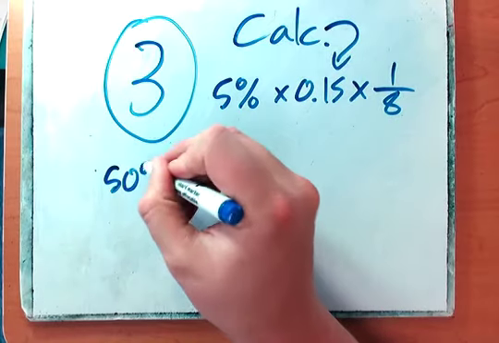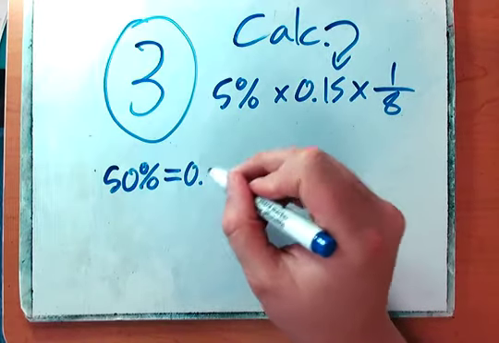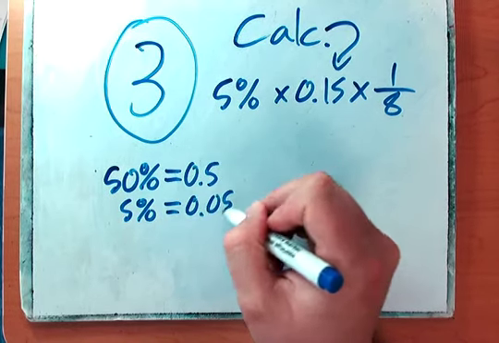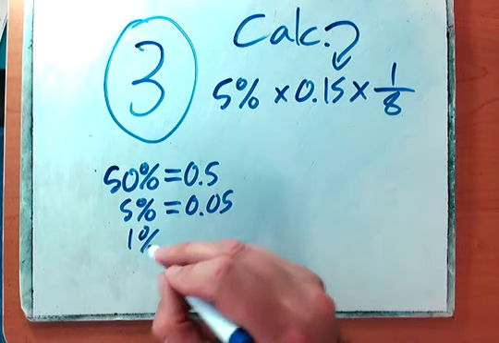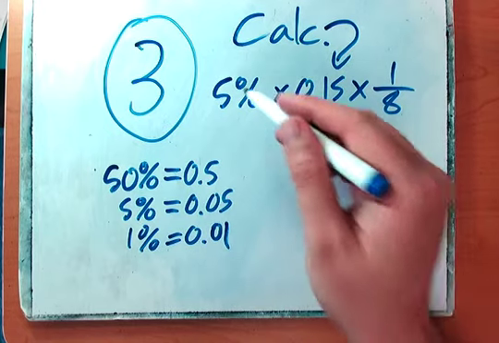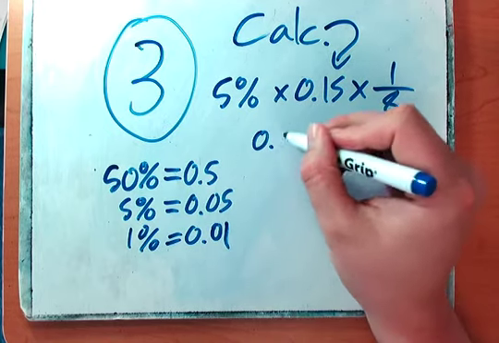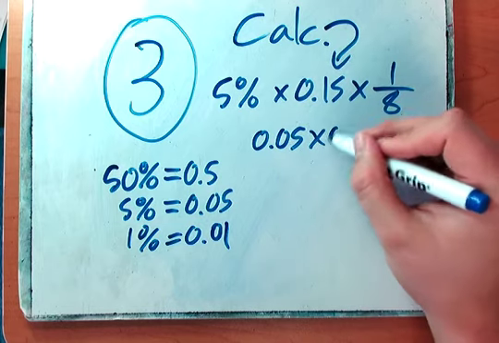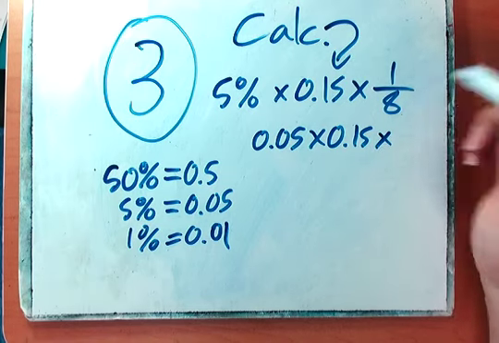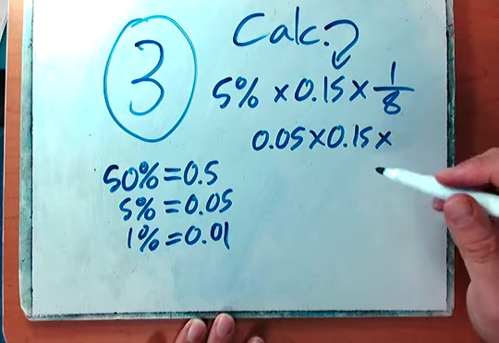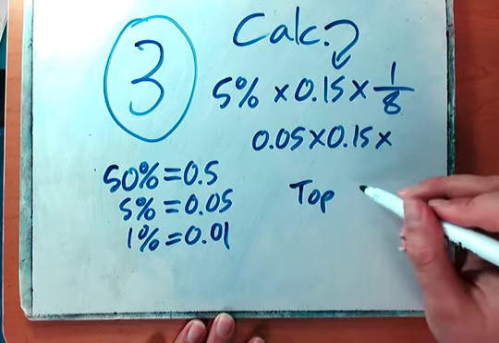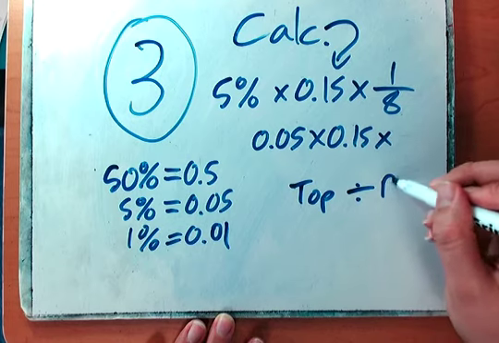Well, 50% is the same thing as 0.5. 5% is the same thing as 0.05. 1% is the same thing as 0.01. So hopefully you can start to see that pattern. So 5% here we can replace with 0.05. Well, and 0.15 is just a decimal. Now what about a fraction? How do we convert a fraction into decimal? And here's a trick for you. You take the top and you push the divide symbol and then you enter the bottom.